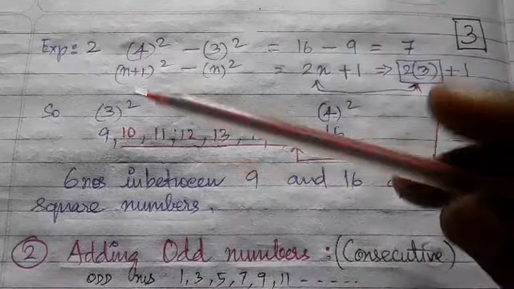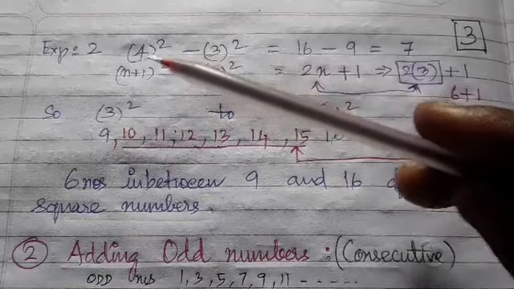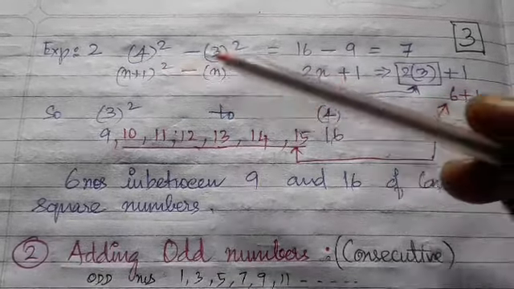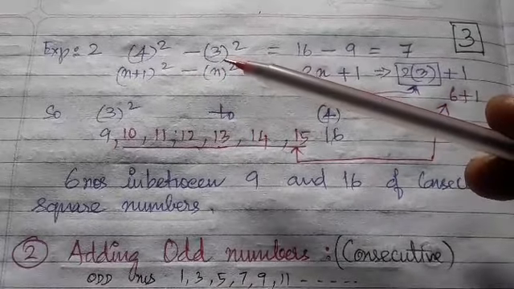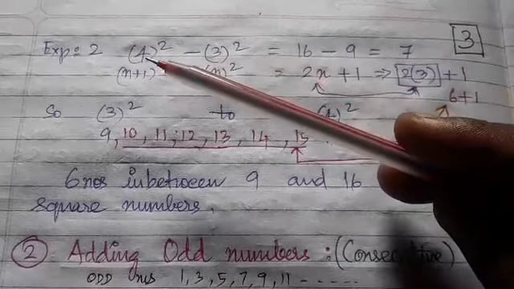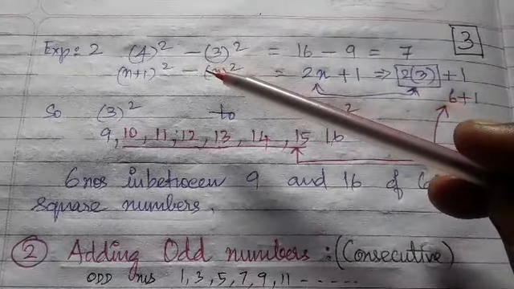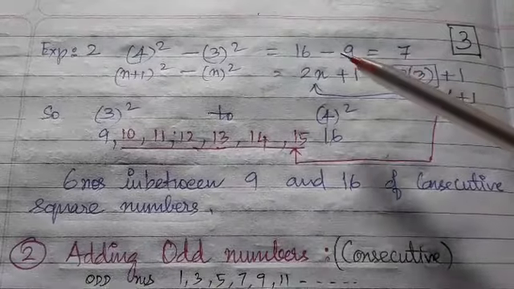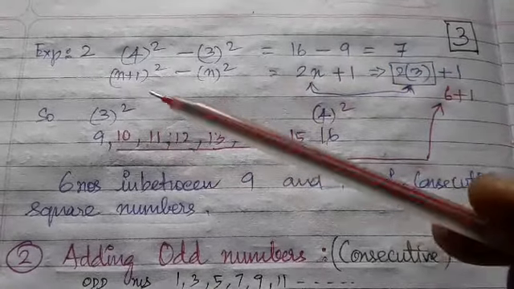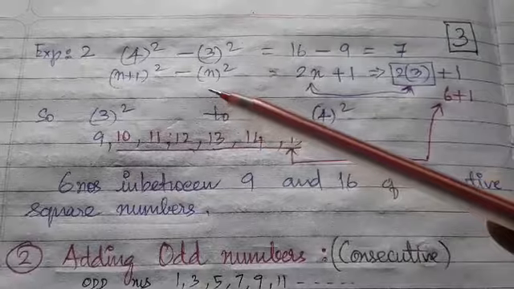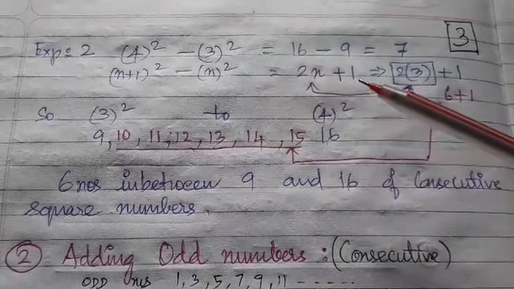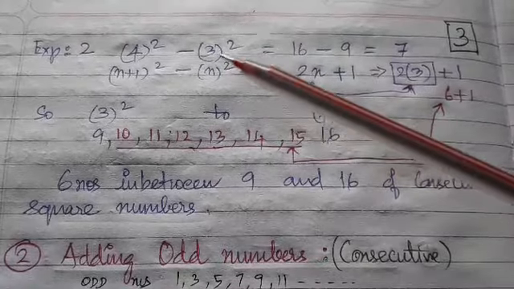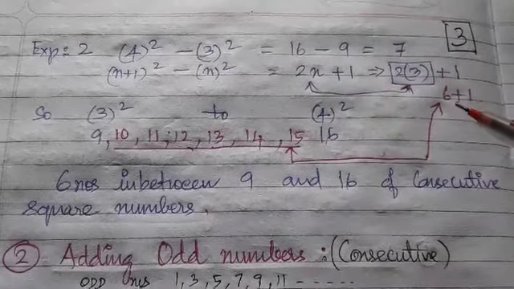See the second example. 3 and 4 consecutive numbers I am taking. Next, 9 is coming and another one, 16, is coming. These perfect square numbers are 9, that is 3 square, and 16, that is 4 square. The difference is 16 minus 9, 7. But as per the formula, (n plus 1) square minus n square is 2n plus 1. In 2n plus 1, here 7 is there. So 2 into n, n is here 3. You multiply 2 into 3, 6, plus 1.